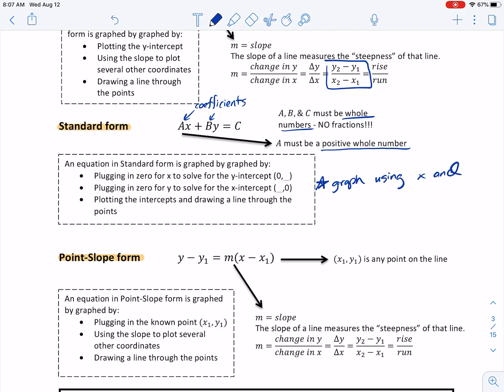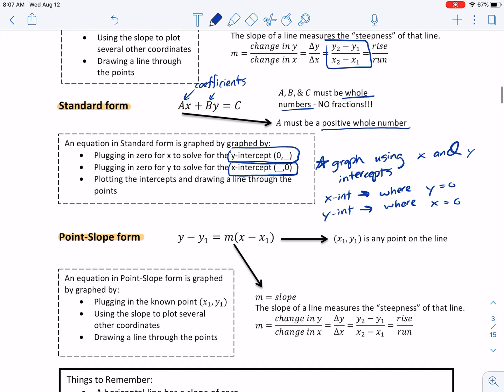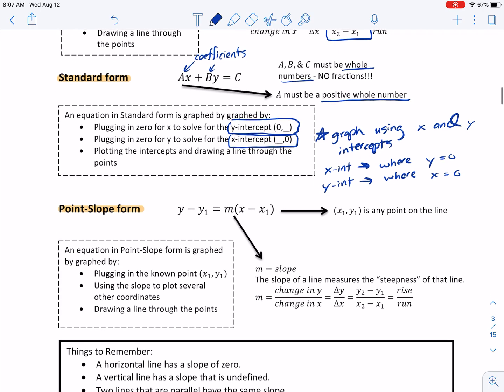x and y intercepts. And it's really easy to use the x and y intercepts because your x-intercept is where y equals 0, and your y-intercept is where x equals 0. And you can see that right here. It's really showing you the same thing. Y-intercept is where x equals 0. X-intercept is where y equals 0. We'll graph a couple examples in standard form on the next page.